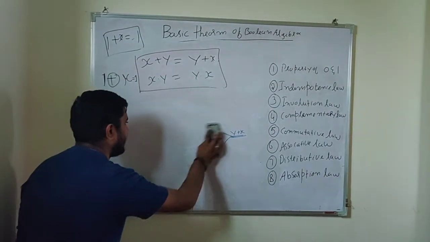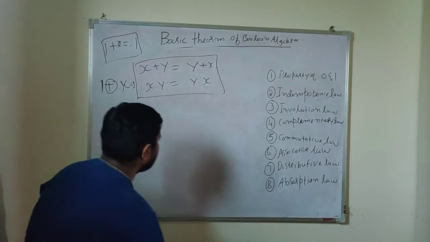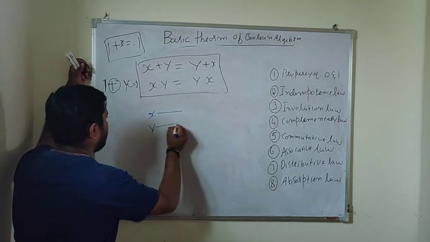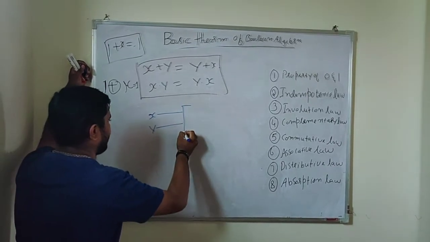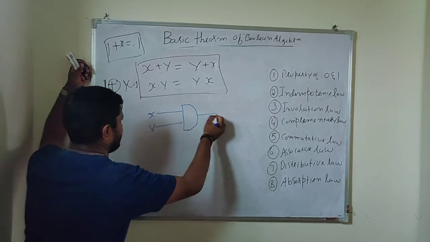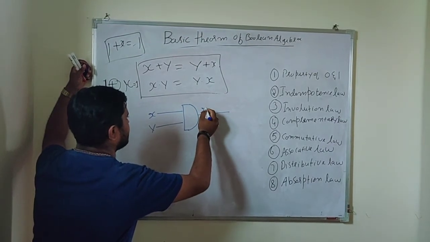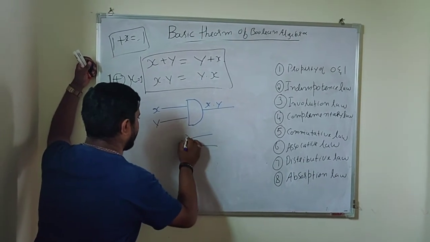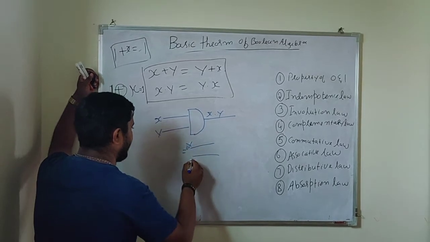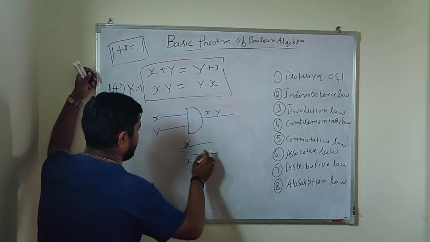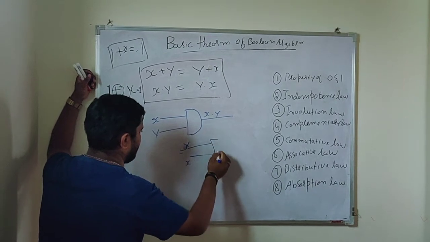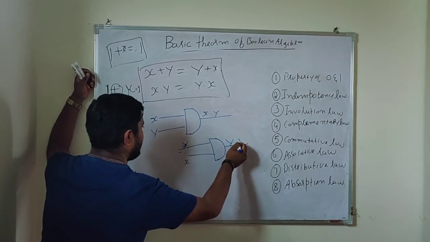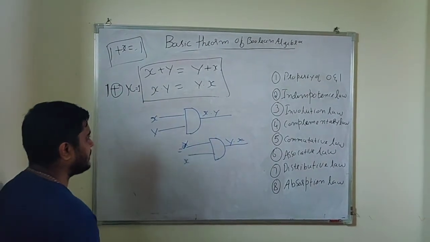Now if I write a logical AND gate for the same equation: x and y, you have two inputs into an AND gate, and you get x into y. The result will be equal to, with two AND gates, inputs y and x, the result is y into x. So this is how we represent it with an AND gate.